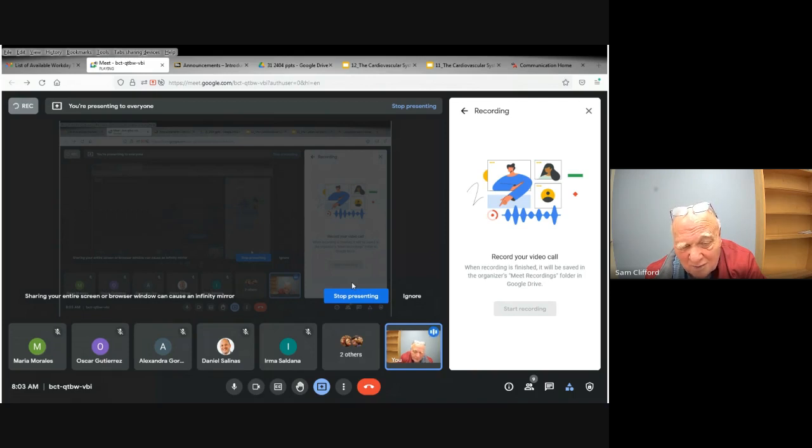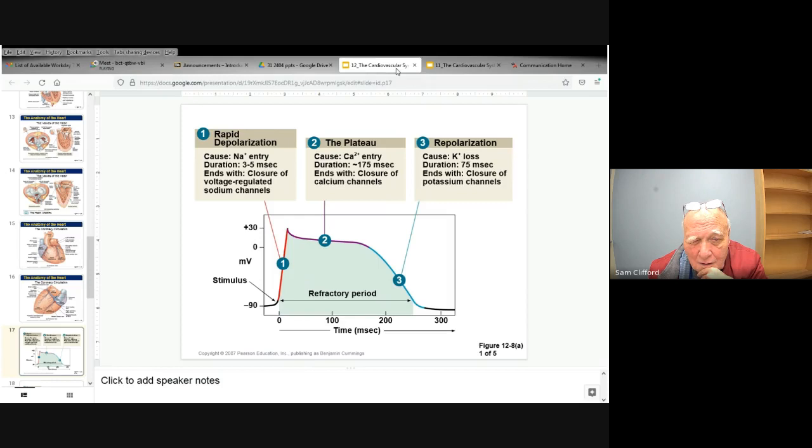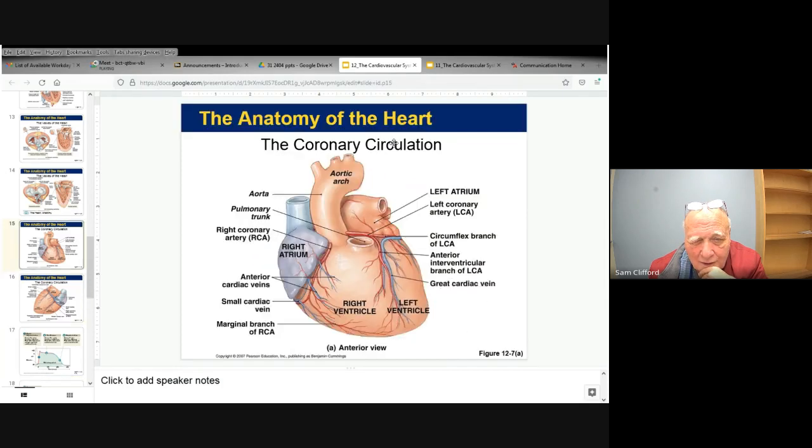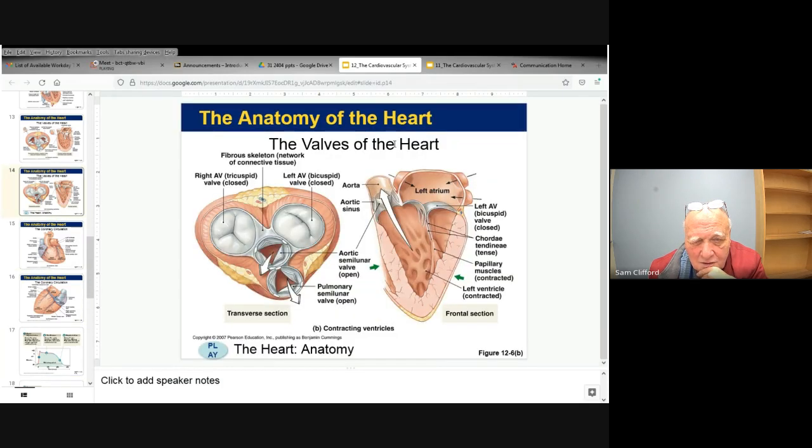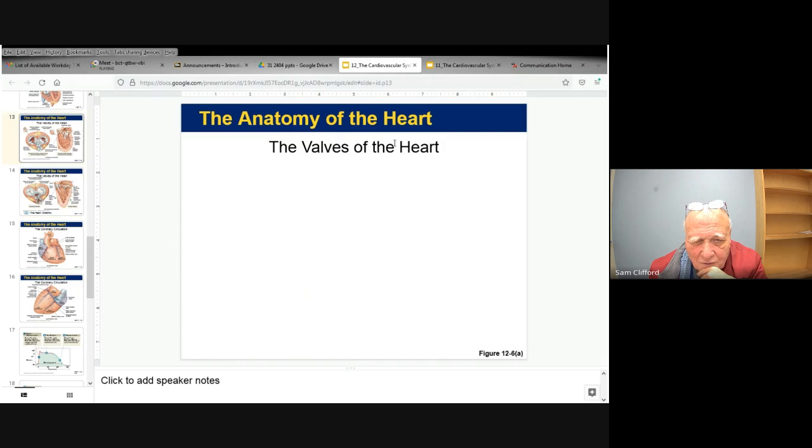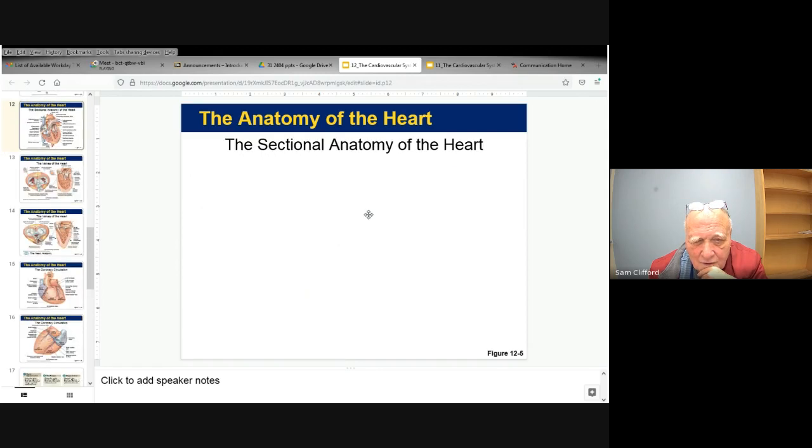Any value would be fine. Make sure that the recording starts and we'll review where we were. Okay, so go back to the PowerPoint. Let's go back up. So the valves of the heart. Okay, great. Why is that doing that?